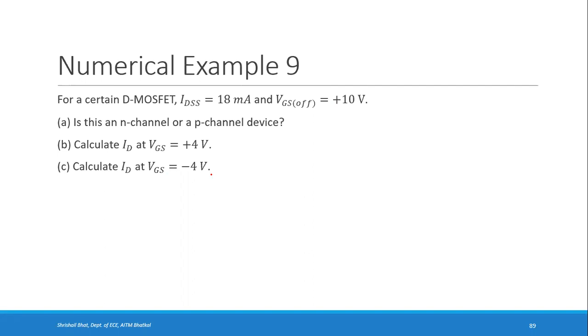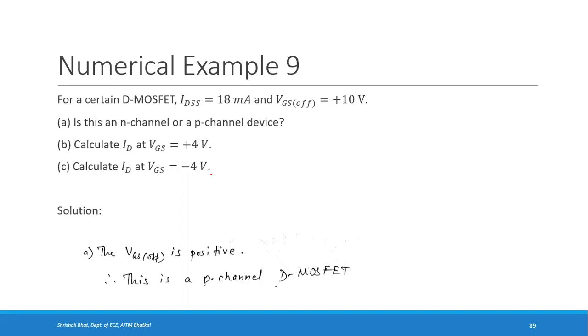Now tell me, is it an N channel or P channel device? Since VGS off is positive in this case, it should be a P channel device, right? In the previous case, VGS off was negative, so it was an N channel device. Here VGS off is positive, so it is a P channel device. What happens when VGS is positive? In a P channel device, when VGS is positive, it is in depletion mode. When VGS is negative, it will be in enhancement mode. In depletion mode, the current will be lesser than what we get in enhancement mode.